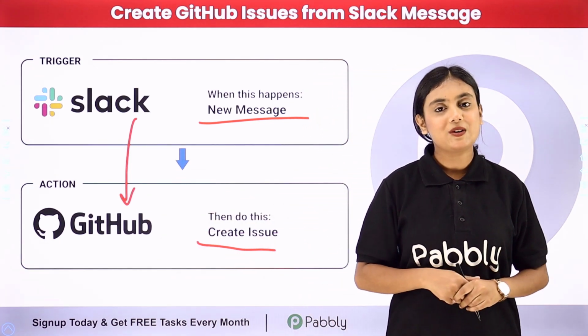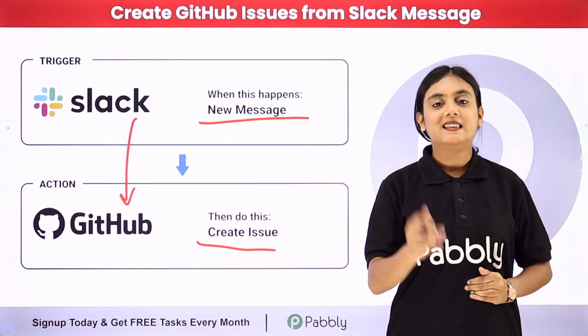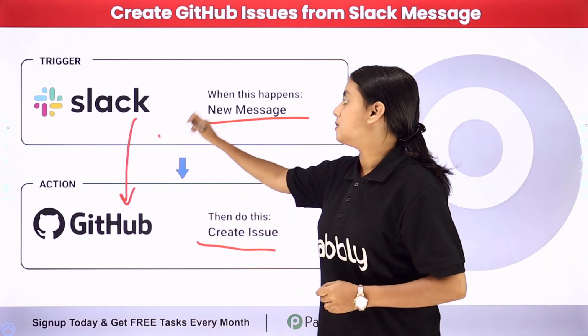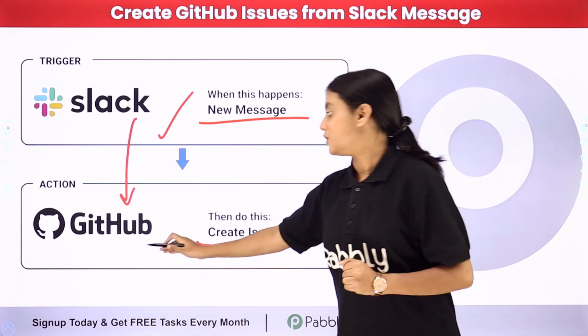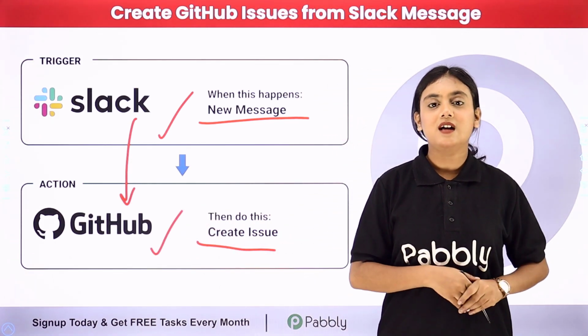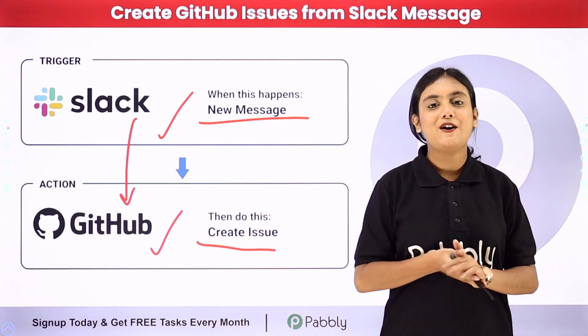Pabbly Connect runs on two concepts, that is trigger and action. In this process, my trigger application is going to be Slack and my action application is going to be GitHub. So if you want to learn how to do this automation, then let me take you all to my screen.